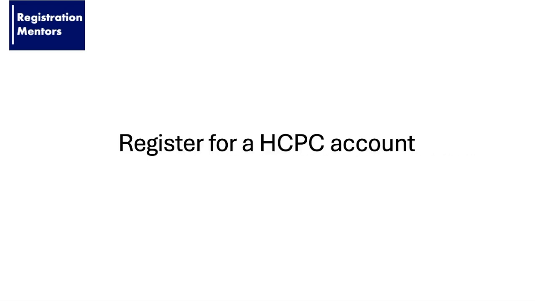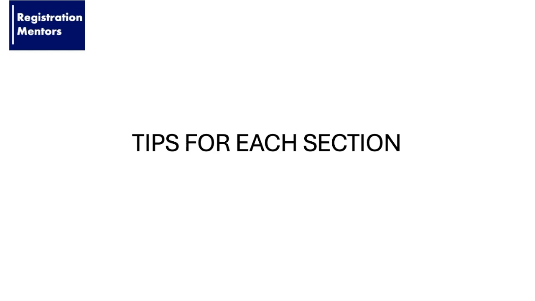So once you've done that and you're ready to start your application, the first thing you need to do is register for a HCPC account. Their website's really quite nice actually, so it's nice and easy to do, and so do that as a starting point. Make a note of your username and password so that you can come back to that anytime. So we're now going to take a look at a few tips for each of the sections on the application form.